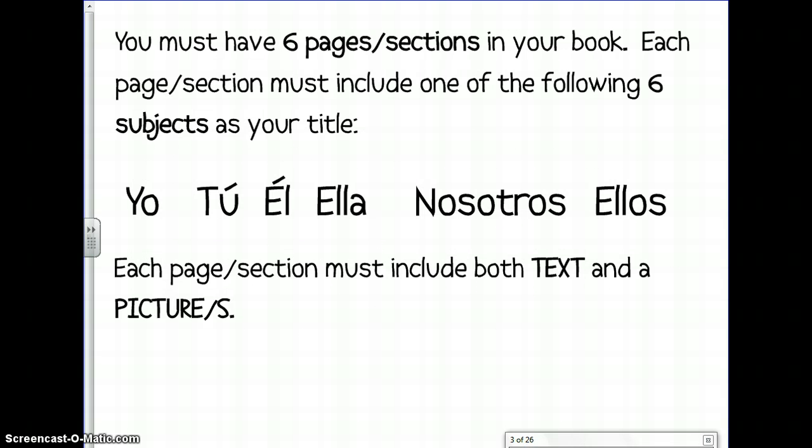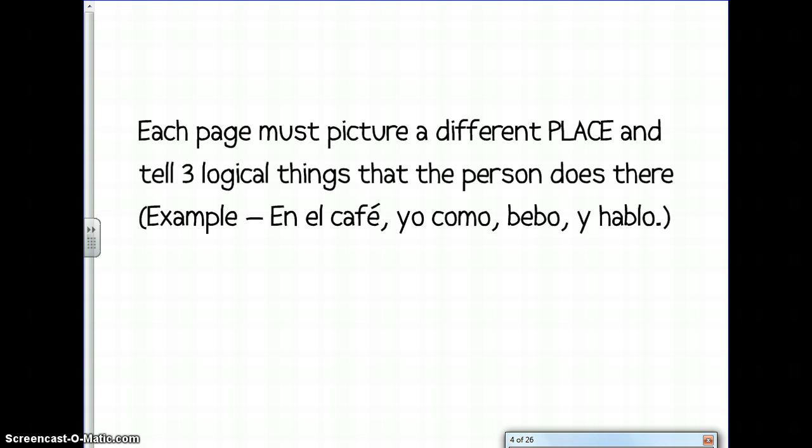There will be 6 pages of your book, or 6 sections of your book, and each one will include one of these titles: yo, tú, él, ella, nosotros, ellos, or for nosotros it could be nosotras, or ellos or ellas. Each page will have both text and pictures that are colored. Each page must picture a different place and tell 3 logical things that a person does there.